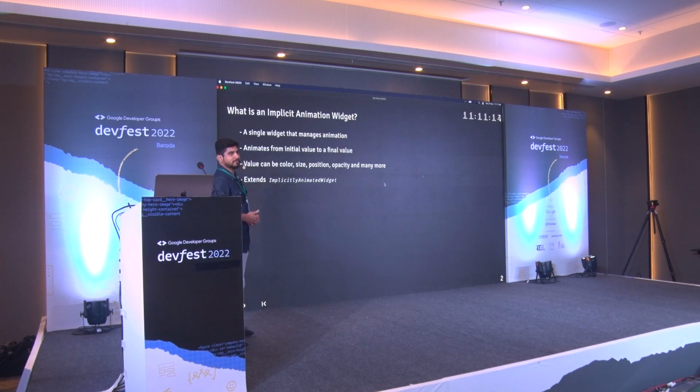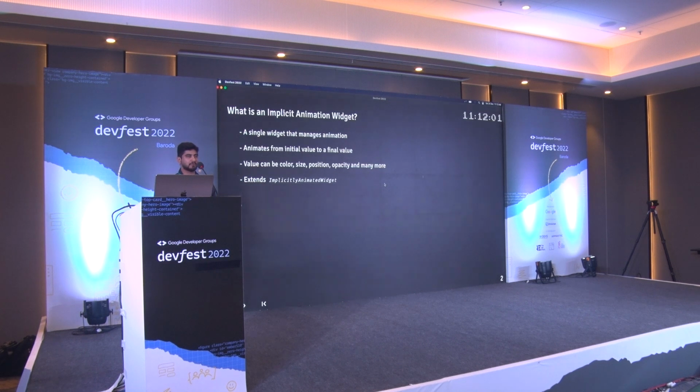In Flutter, you can create animations using implicit APIs, implicit animation widgets, or explicit animation widgets, like using animation controller and animated builder together to bring the animations. So what is an implicit animation widget? We will talk only about implicit today. It's a single widget that provides complete animation for you, and it manages the animation lifecycle. It takes a set of initial values and a set of final values. When you start the animation, these initial values get converted to final values, and you can see the animation running on the screen along the duration of your animation.